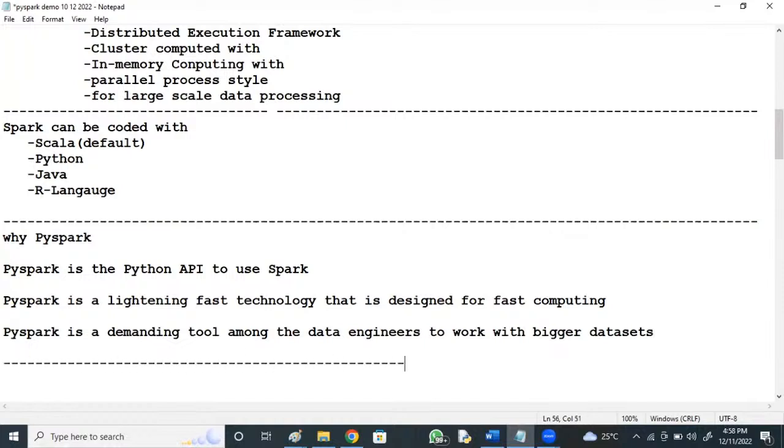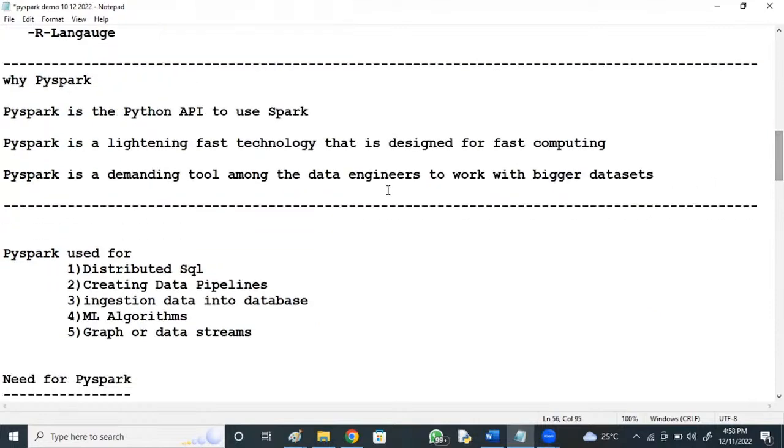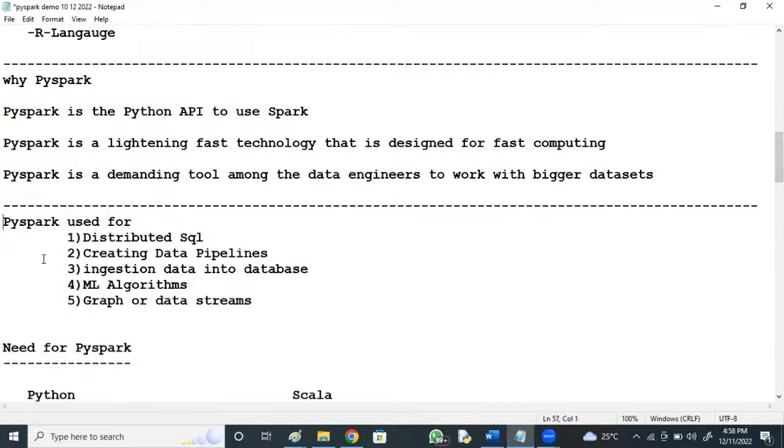What is PySpark used for? PySpark is used for distributed SQL, creating data pipelines, ingesting data into databases, running ML algorithms, graph data, and streams, right? So we can also write data into a database. I can create a database table from a data frame. The Spark data frame I can write into a database, so a table gets created. I can read the data from a database directly.